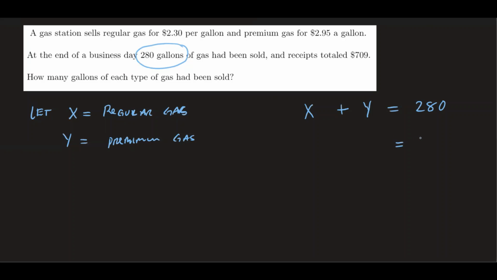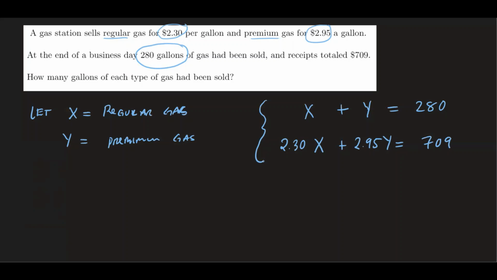So the total revenue is $709 and regular gas was sold for $2.30 per gallon and premium was $2.95. So we have $2.30 for every regular gallon plus $2.95 for every premium gallon. So there you have the system of equations. Now you can go ahead and use any method you like, either substitution or elimination.